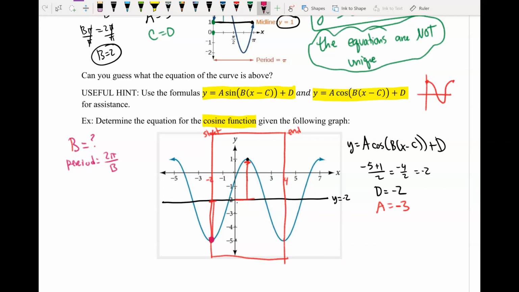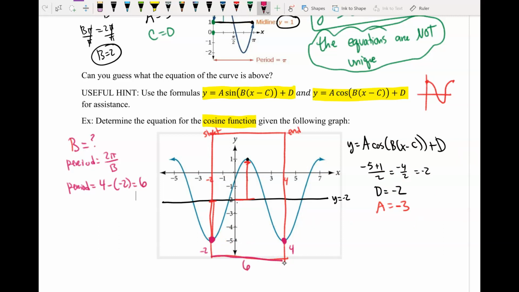So let's see, how far is one end to the other end? How far are they? Well, this is 4. This is -2. So 4 minus -2. So the period is how far they are. So 4 minus -2. That's 6 units. Okay, so that means the period is 6. So it completes one full cycle in 6 units.